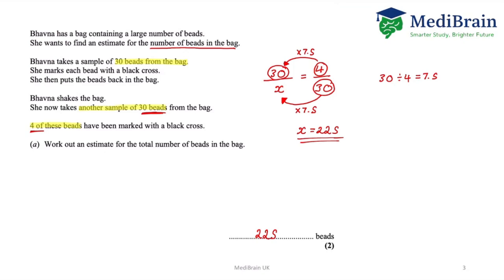So just to reiterate, before we move on to some more examples, the key steps that we followed. I'm going to write it down now. The first one is we extracted and highlighted the information. We highlighted the key bits of information. Once we've done that, we set up our first fraction. Because we are estimating the total number of beads, we don't know the total number of beads.